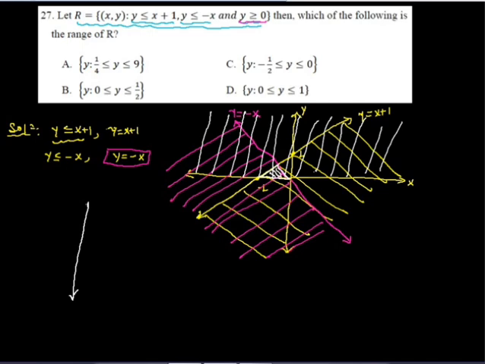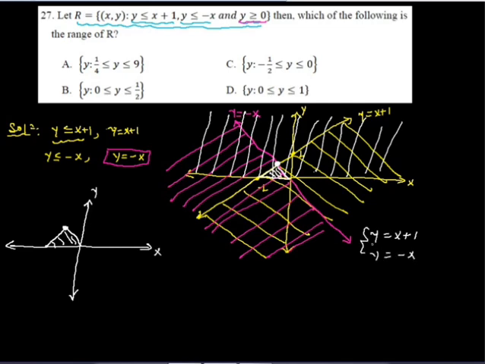We need to figure out the white region. If we sketch this white region separately, it is some kind of triangular region. On this side there is y equals to x, on this side there is y equals to minus x. So we need this point of intersection, the intersection of the two lines, y equals to x plus 1 and y equals to minus x.